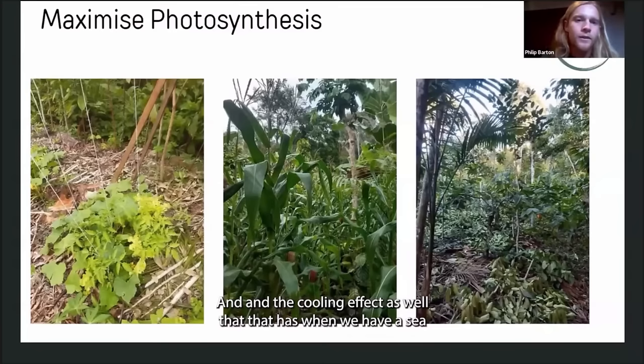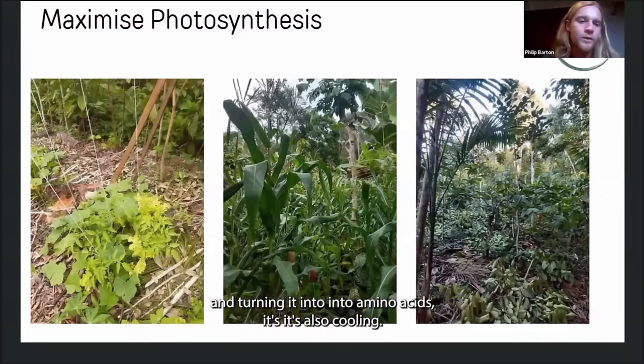When we have a sea of green of leaves that are absorbing all of that sun's radiation and turning it into amino acids, it's also cooling. It has a cooling effect. It's cooling the micro region and the macro region of the world. So the next slide.